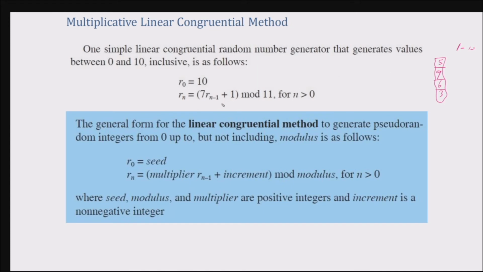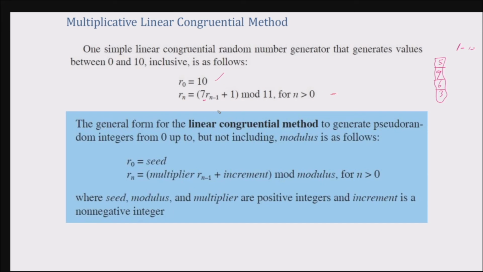Here, one of the things they introduce is the linear congruential method. In this case, you just throw in a seed. The seed is 10 in this case. What does this mean here? What I'm doing is getting a number called the multiplier, and then I take the previous R value, just before this one, and add 1 to that, and then I take the modulus of 11. This is an example of it.